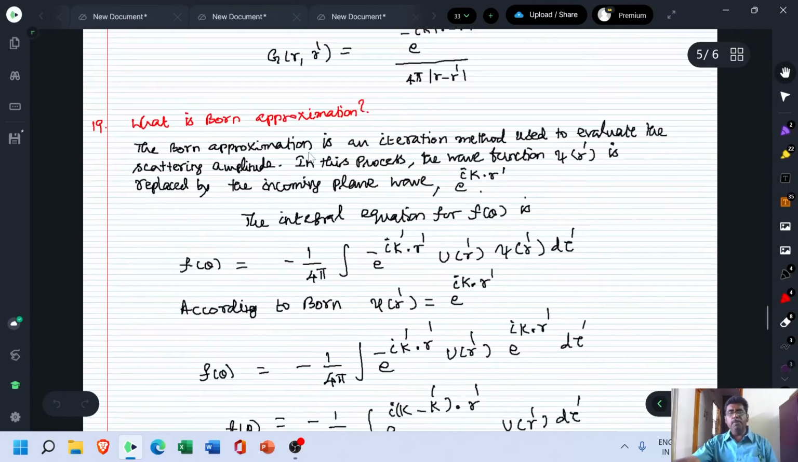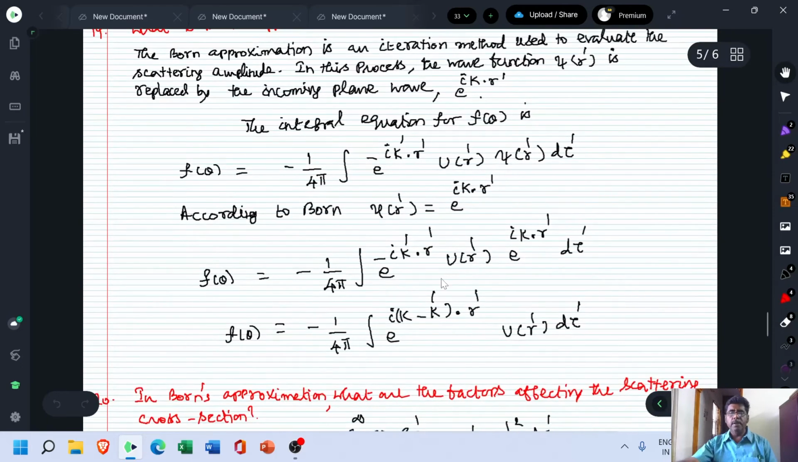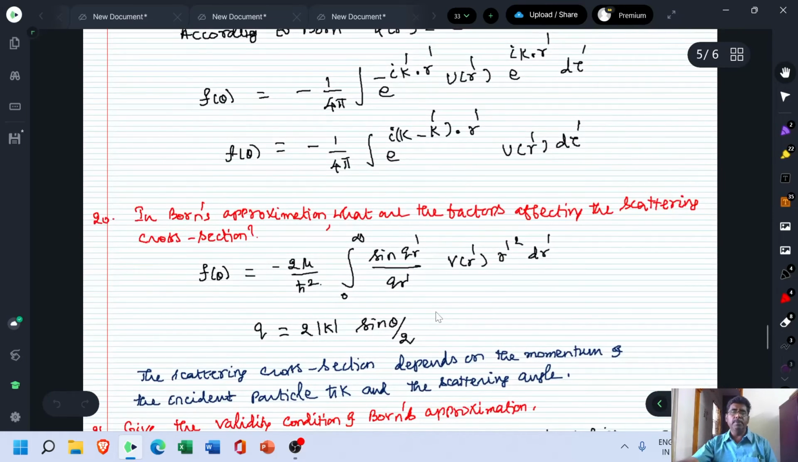What is Born approximation? The Born approximation is an iteration method used to evaluate the scattering amplitude. In this process, the wave function psi of r dash is replaced by the incoming plane wave, that is e power ik dot r dash. Say this is the value of theta. Here psi of r dash is replaced by e power ik dot r dash. So this equation is modified as f of theta equal to minus 1 by 4 pi e power i into k minus k dash dot r dash into u of r dash d tau dash.